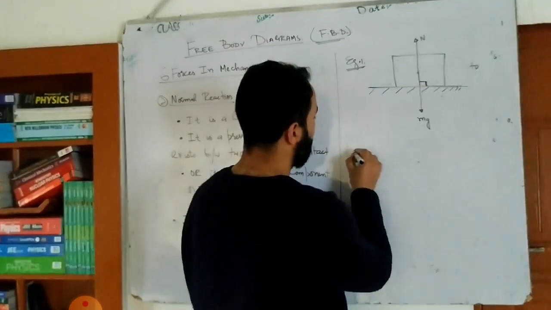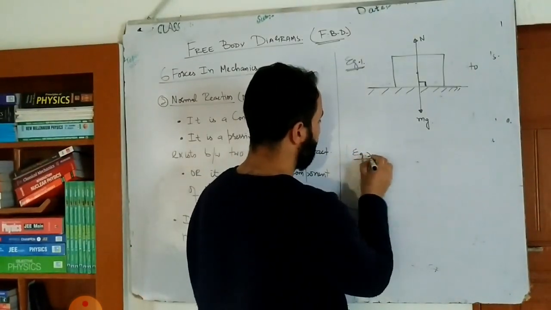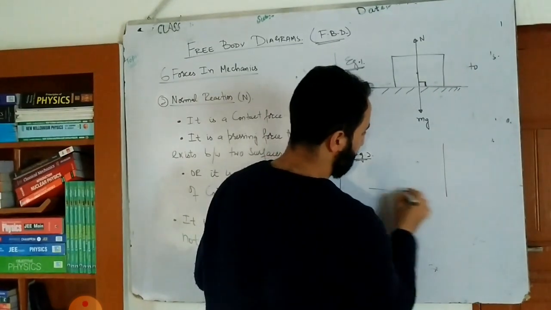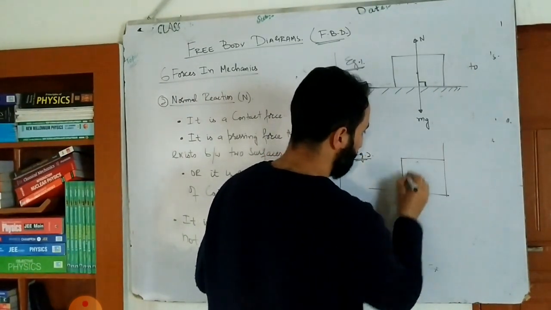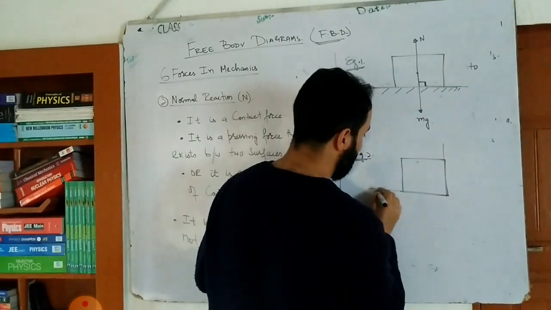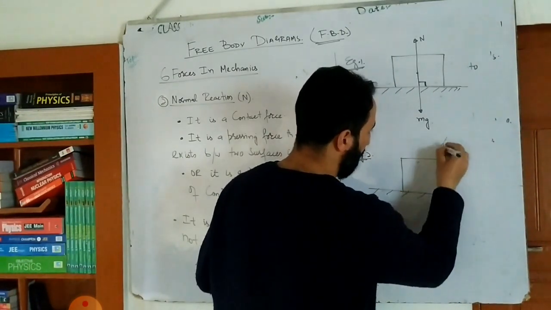Okay, example number 2. Suppose that it is like this. Here we have a block. It is pressed against this wall, against this vertical wall.